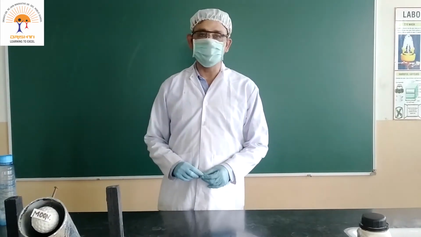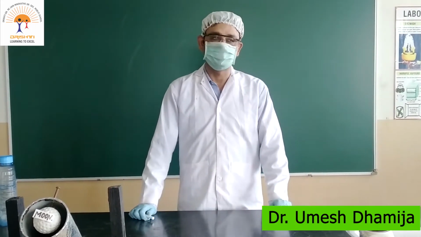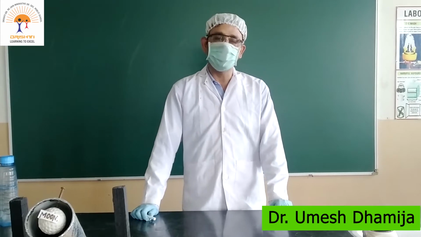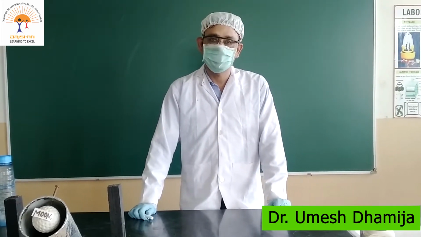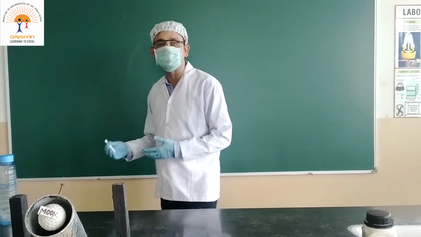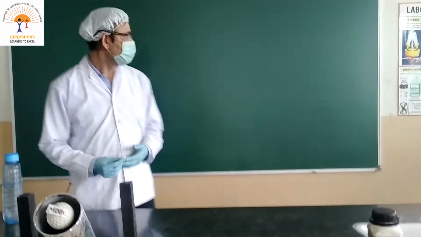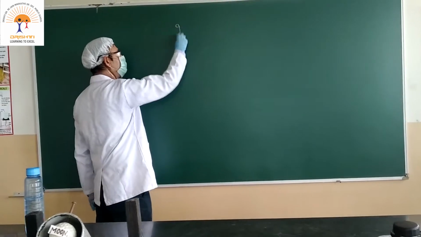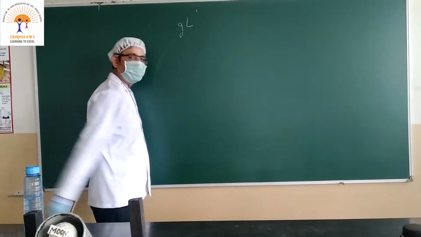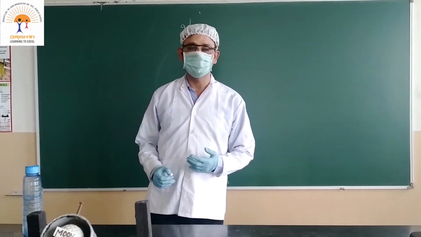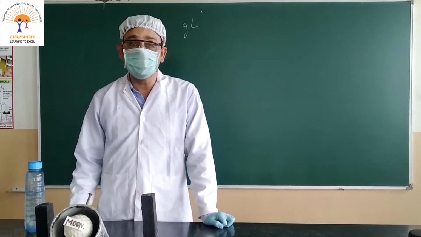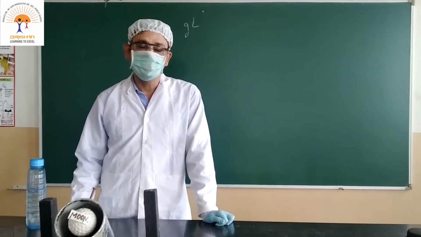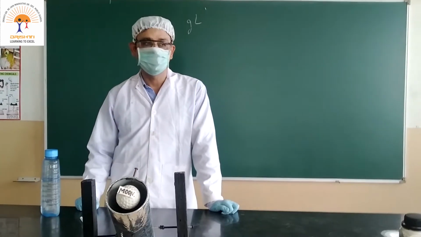The aim of the experiment today is to determine the strength of potassium permanganate in the given sample of solution. Strength. We'll talk about the strength. What does it mean? Strength means grams per liter. How many grams of potassium permanganate has been dissolved in 1 liter of solution? That is called a strength.